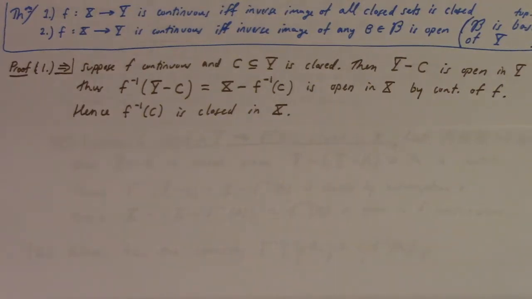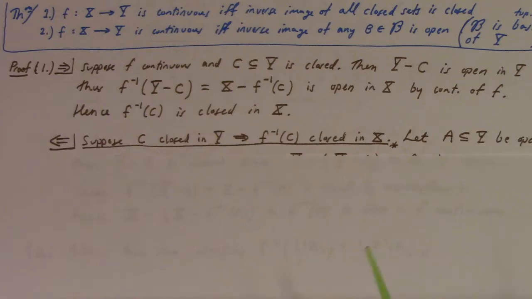Okay, so there's that. How about the other direction? Suppose that the inverse image of a closed set under f is closed. So C closed in Y implies f inverse of C is closed in X. What I want to then do is show that f is continuous. How do I do that? I need to show that the inverse image of open sets is open.